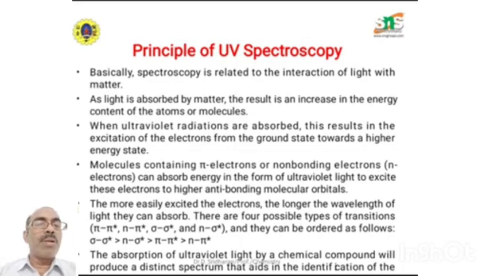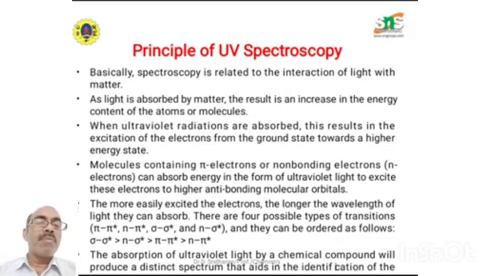There are four possible types of electron transition: pi to pi star, n to pi star, sigma to sigma star, and n to sigma star. They can be ordered as follows, based on the intensity: sigma star greater than n sigma star greater than pi star greater than n pi star.